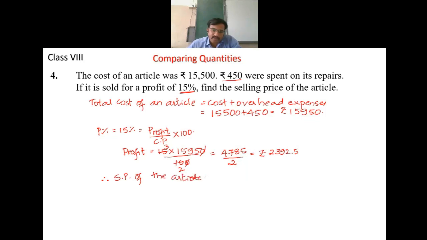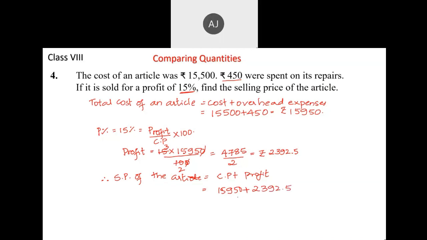Therefore, the selling price of the article will be equal to the cost price plus the profit. The cost price is 15,950 plus the profit is 2392.5. This has to be added up and we get 18,342.5 rupees.